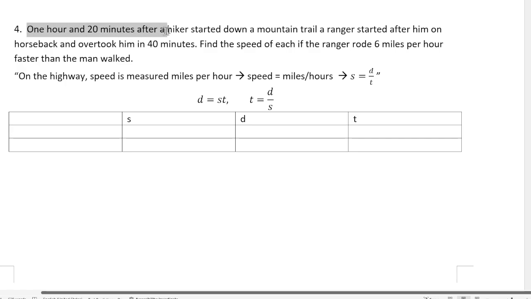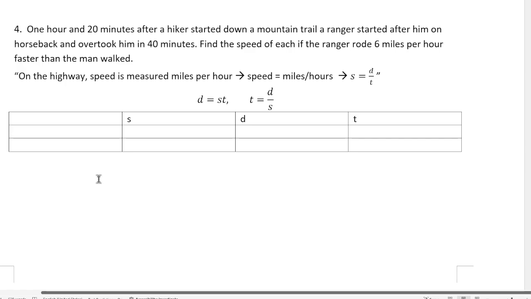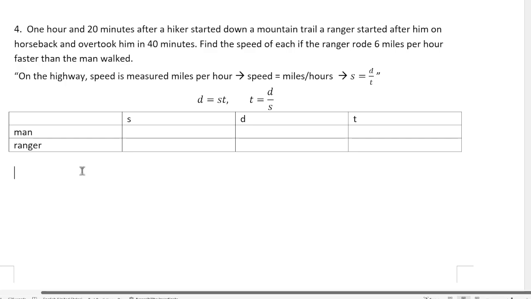1 hour and 20 minutes after a hiker started down a mountain trail, a ranger started after him on horseback and took him in 40 minutes. Find the speed of each if the ranger rode 6 miles per hour faster than the man walked. Okay, so apparently the two scenarios are the man and the ranger. And we have to talk about the speeds of the man and the ranger.